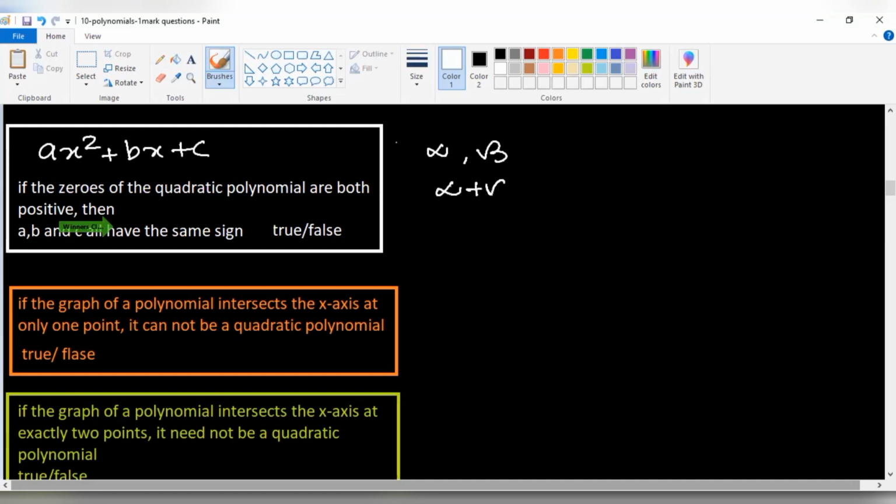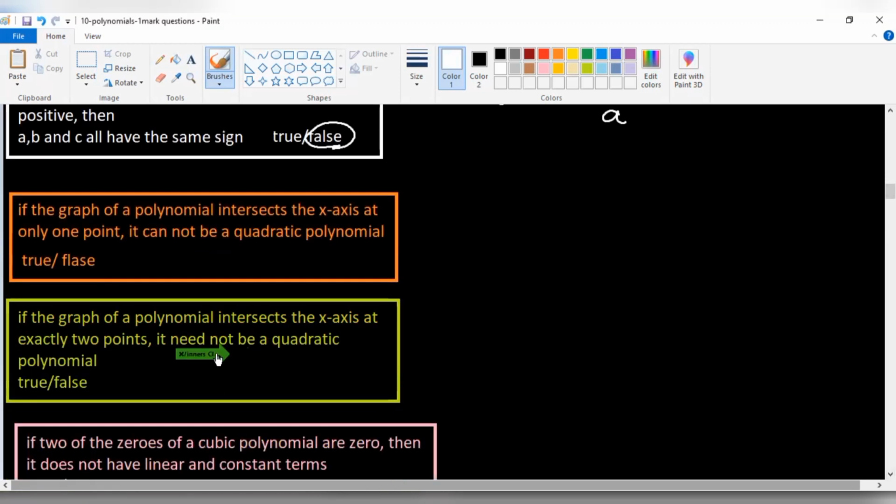Then we know alpha plus beta is minus b by a. See, sum of the zeros is negative. That won't happen if both of them are positive. If alpha and beta both are positive, then their sum can never be a negative number. So the answer is false. This statement is false.